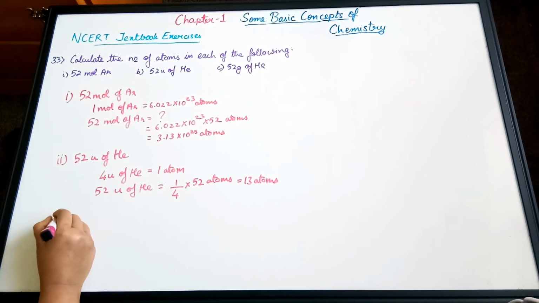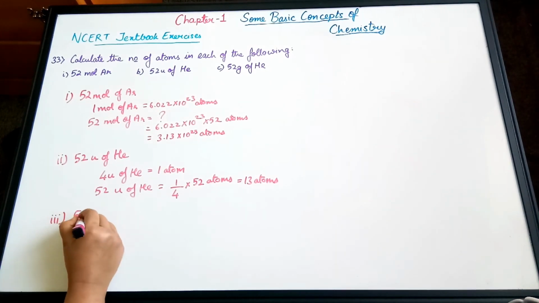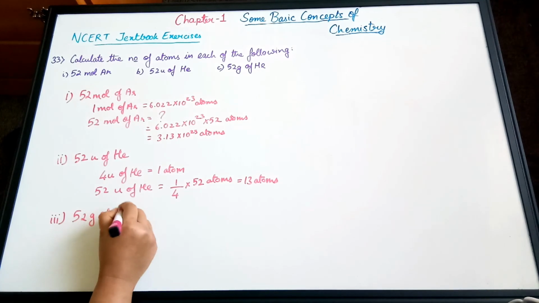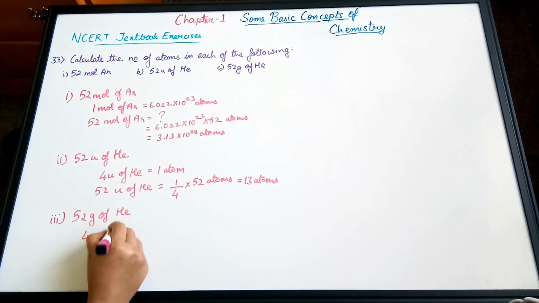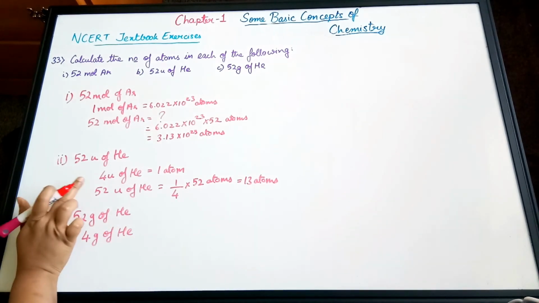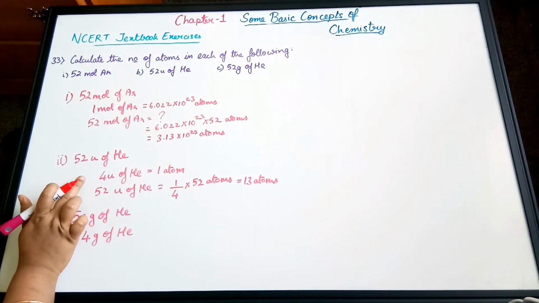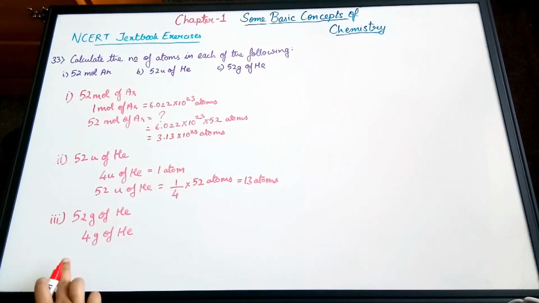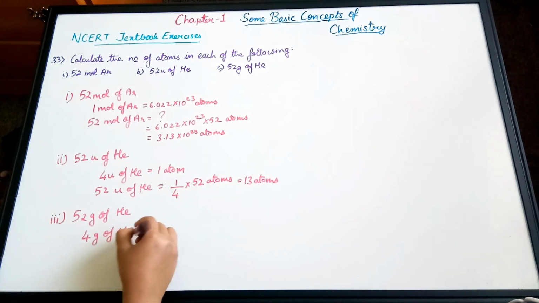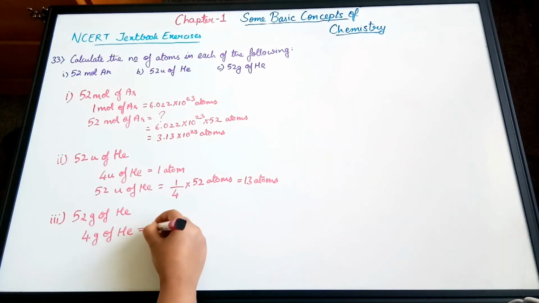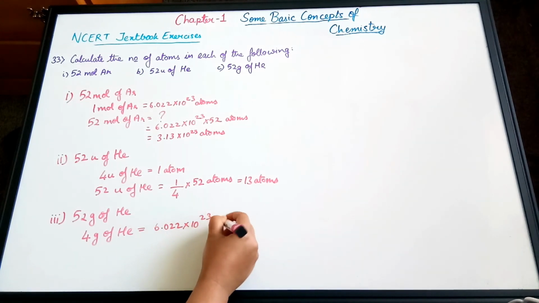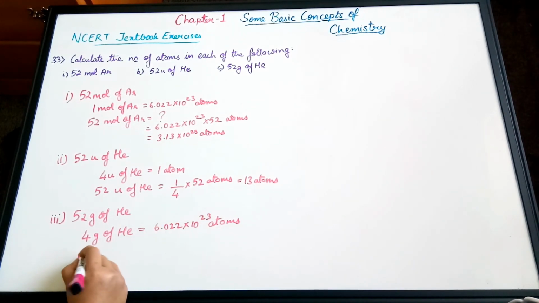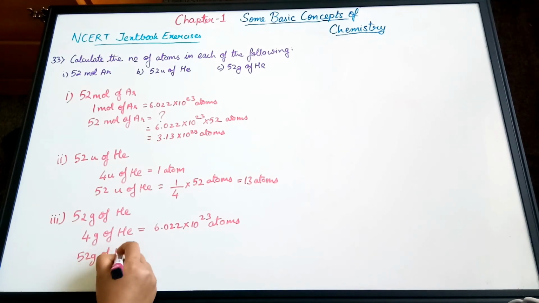In the third one, we are taking 52 grams of helium. Here, earlier we took the atomic mass in atomic mass units, but here we are taking the gram atomic mass. So 4 grams of helium has 6.022 into 10 to the power 23 atoms. So 52 grams of helium will have how much? This is also cross multiplication.